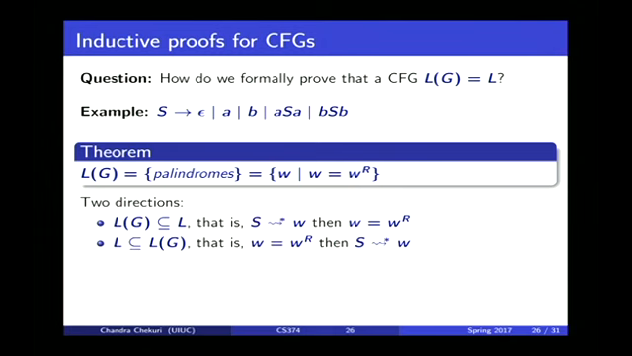So what are all the production rules for S? S goes to epsilon, A, B, and the others, like ASA, are not strings in the language because they contain non-terminals. We are only interested in strings of terminals generated in one step, and those are epsilon, A, or B. Are all of them palindromes? Yes, that's easy to see. So we are done with the base case.